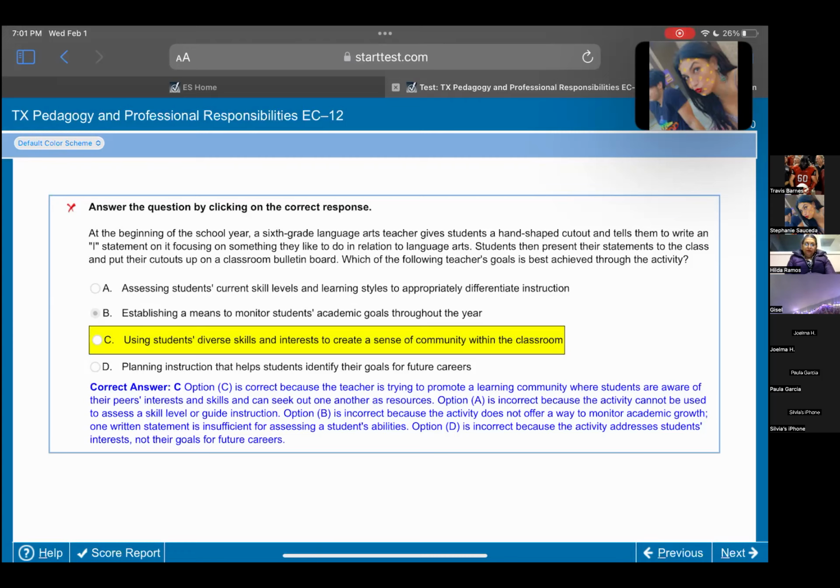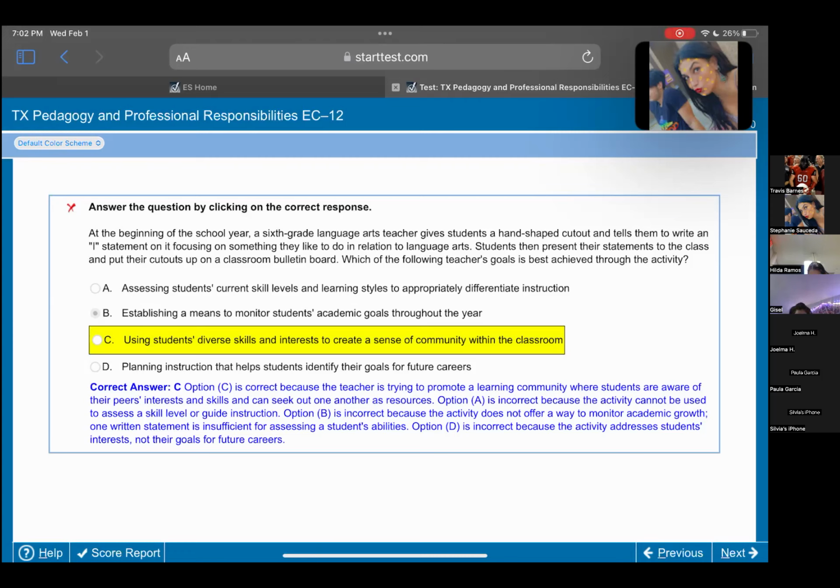Planning instruction that helps students identify their goals for future careers. Again, if the I statement had been something about goal setting or future careers, then that might have been an answer, but it's not, because it doesn't talk about future goals. It doesn't talk about careers, none of that. So C has to be the only right answer, because we have here something they like to do in relation to language arts. And that would absolutely tell us their diverse skills in language arts, and the interests that they have.